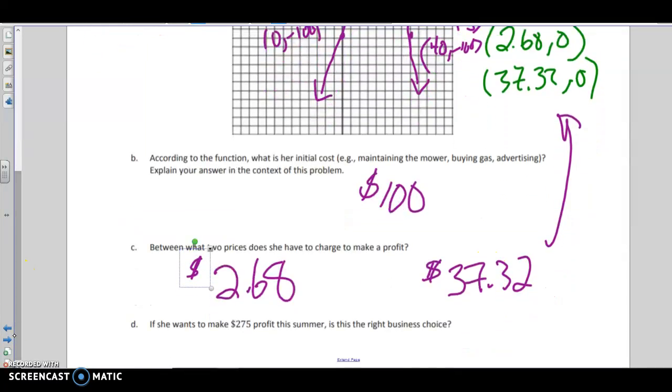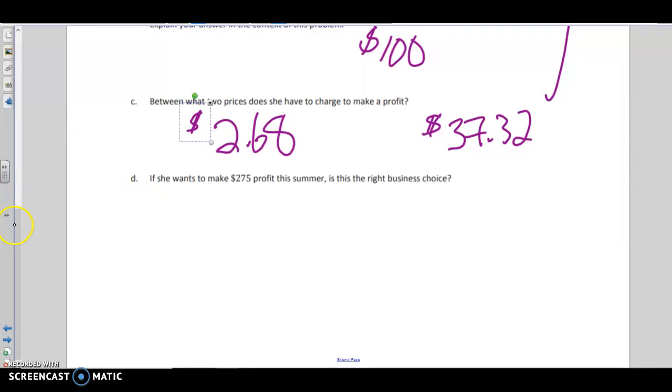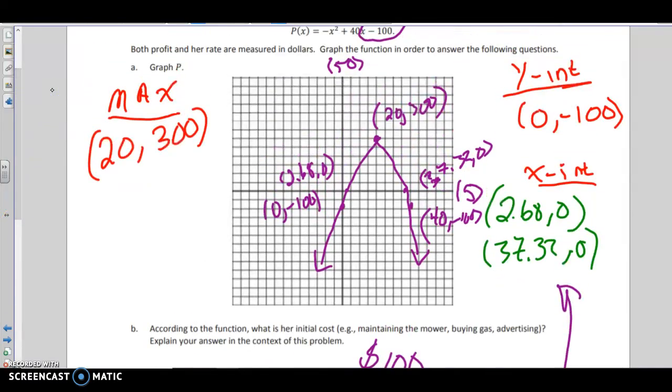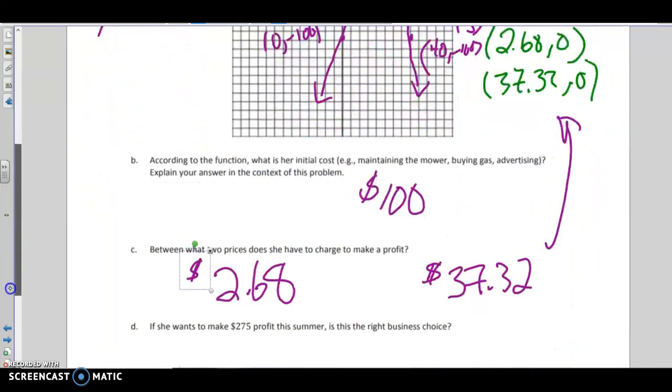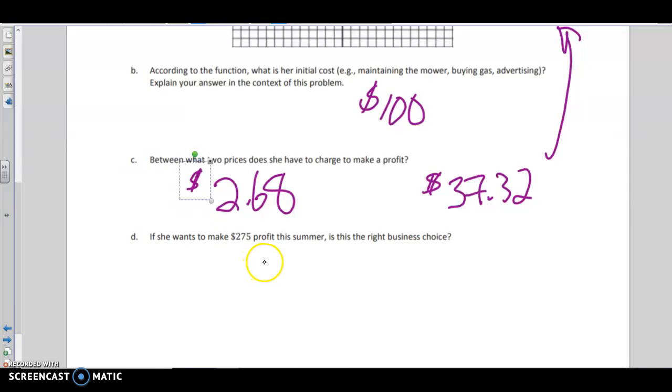And finally, if she wants to make $275 in profit this summer, is this the right business choice? And this is where the max comes into play. She can definitely achieve that goal, as the maximum amount of money she could make is $300. That's if she charges $20 a lawn. So yes, this is the right business choice, because she can make more than $275, as proven by her profit equation.